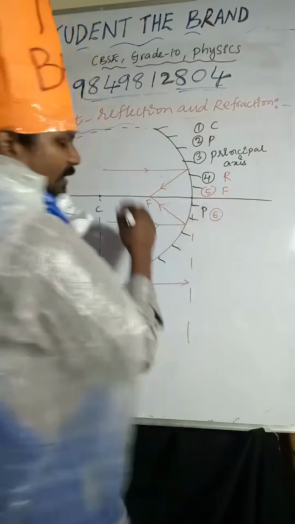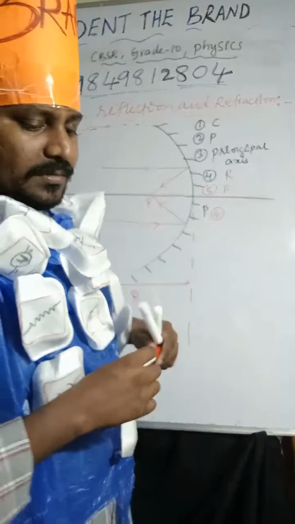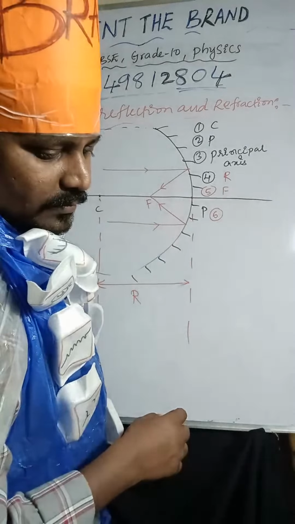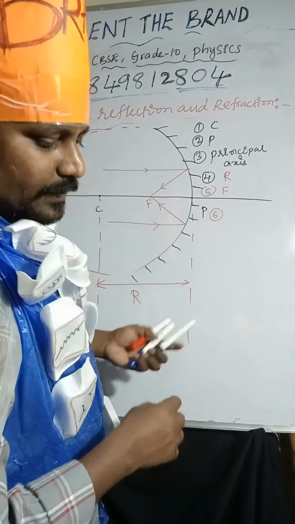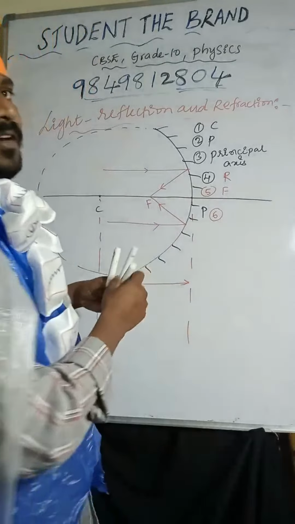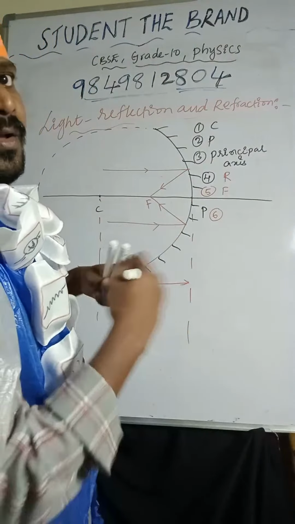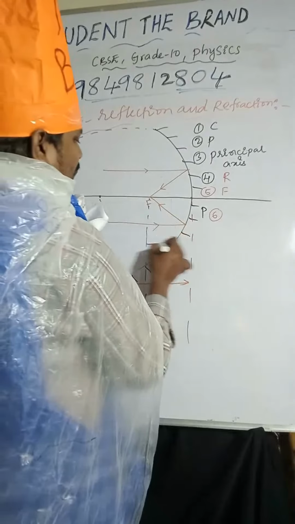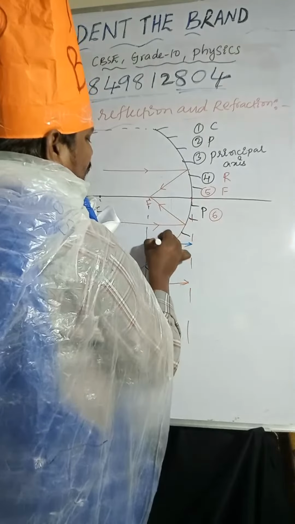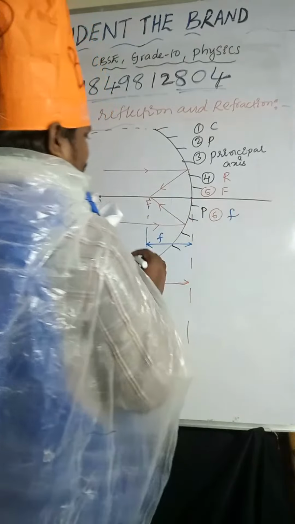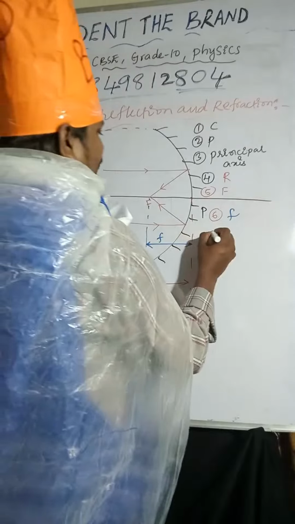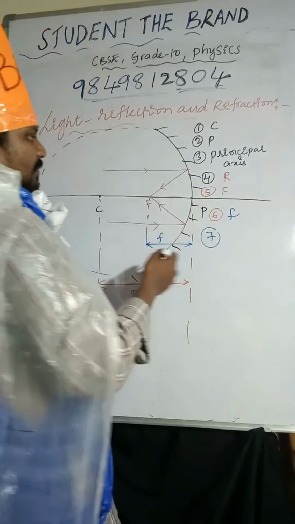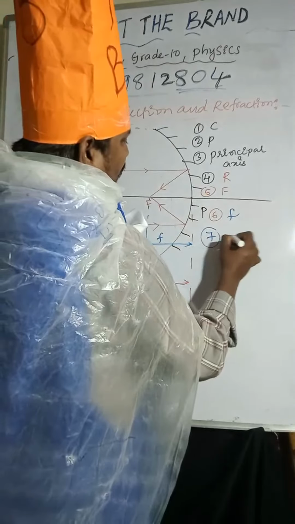And the sixth one: the distance between the focus and the pole is called the focal length. And the seventh one: the width of the mirror is called the aperture.